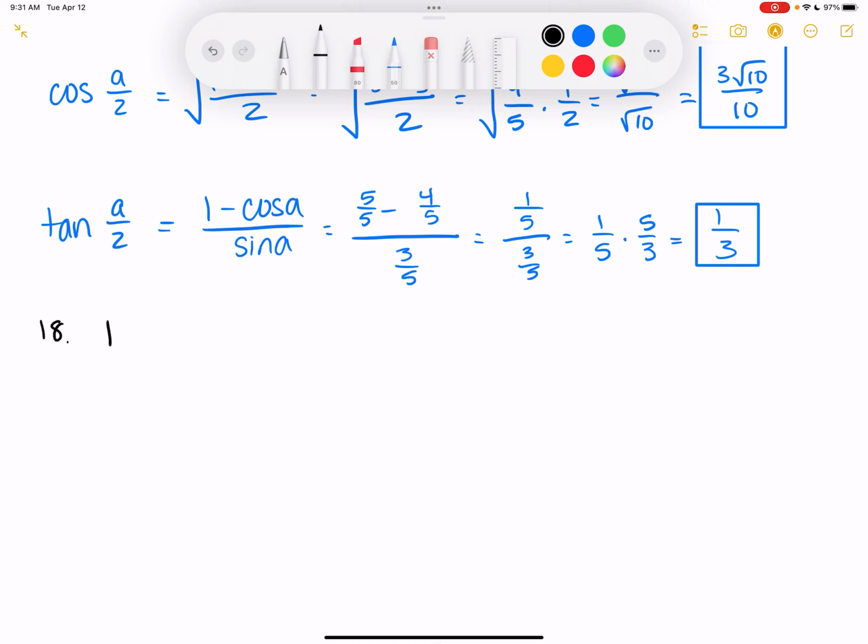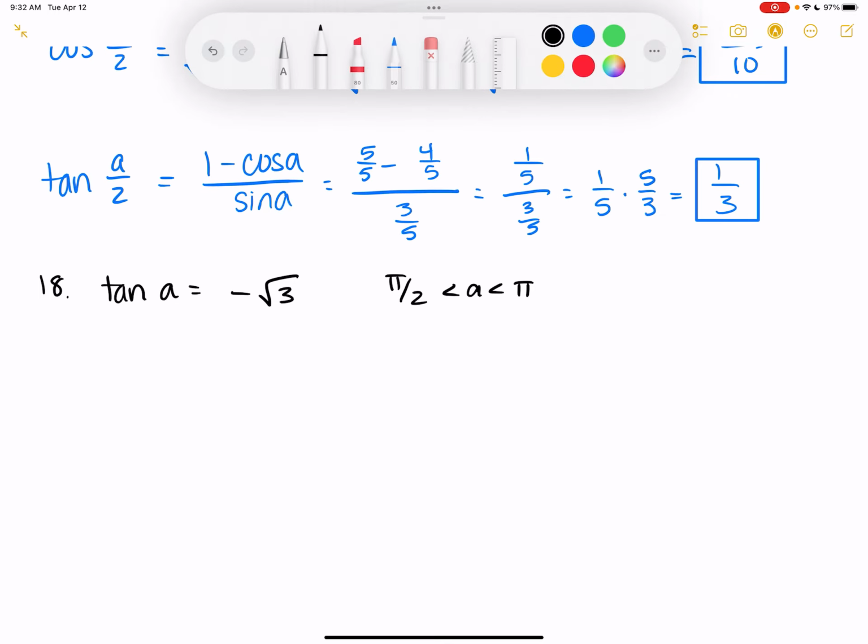So 18: tangent of A is equal to minus the square root of 3, and A is between pi over 2 and pi. This one will get set up the same way as the other one did. Sometimes I may give you one setup and tell you to do the half angles and the double angles all for the same problem, just so it keeps you from having to set up 2 different problems. Just make sure you read instructions if I do that. Just be prepared for that in case.